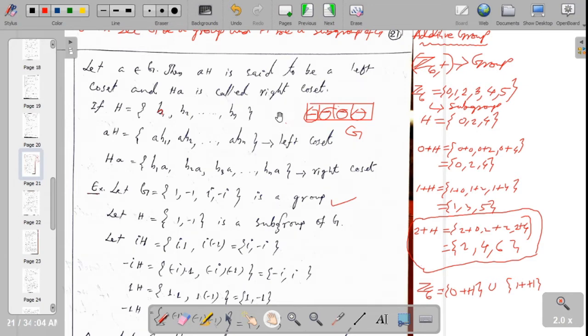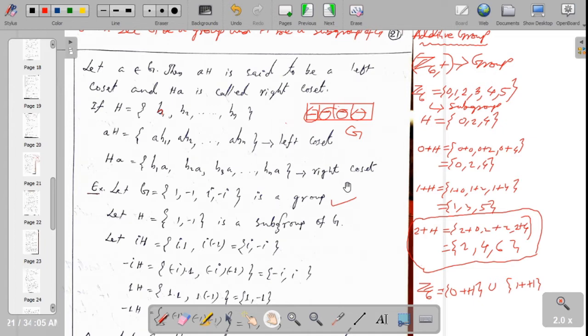Say for example, let us take a subgroup H containing the elements h1, h2, ..., hn. Then the left coset is denoted by this set where each element of H is multiplied by an element A of G from the left hand side: Ah1, Ah2, ..., Ahn. Similarly, the right coset is denoted by this notation where each element of H is multiplied by an element A from the right hand side, so it is called a right coset.